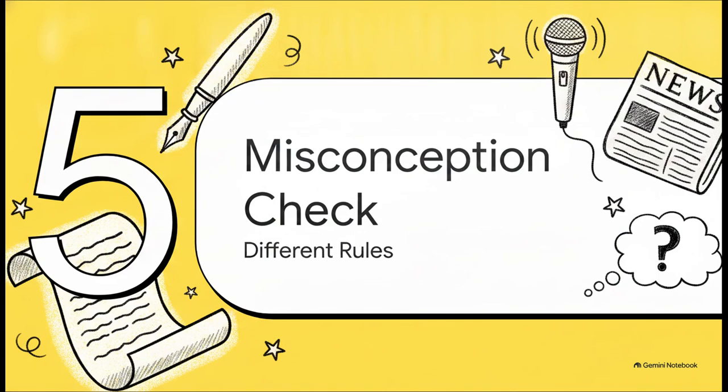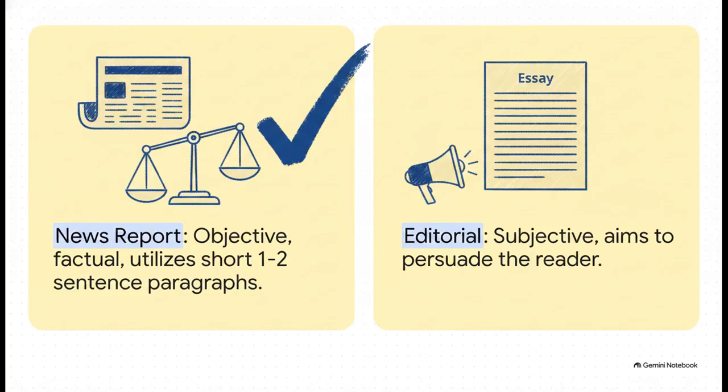All right, Section 5, Misconception Check. We really need to pause here because when you shift from writing traditional English essays into journalistic writing, the actual physical structure on the page changes drastically. In a standard essay, you're probably used to writing these beefy 5 to 7 sentence paragraphs. But in a news report, paragraphs are strictly factual and, get this, they are often just 1 to 2 sentences long. That's it. This makes the text incredibly punchy and super fast to read.